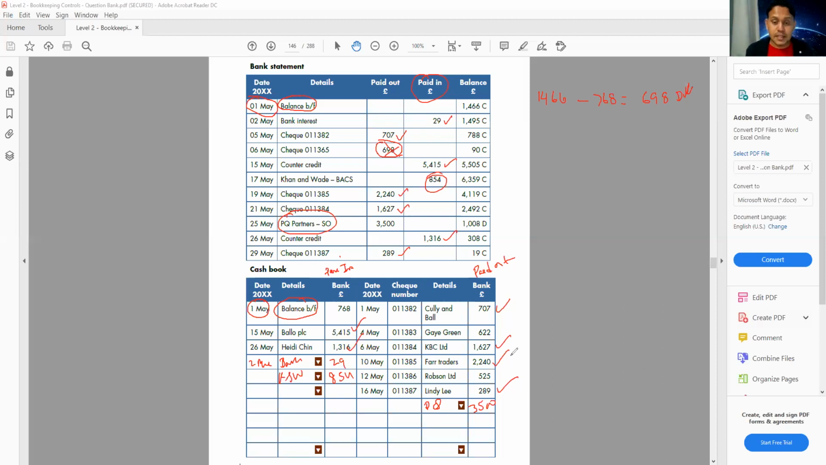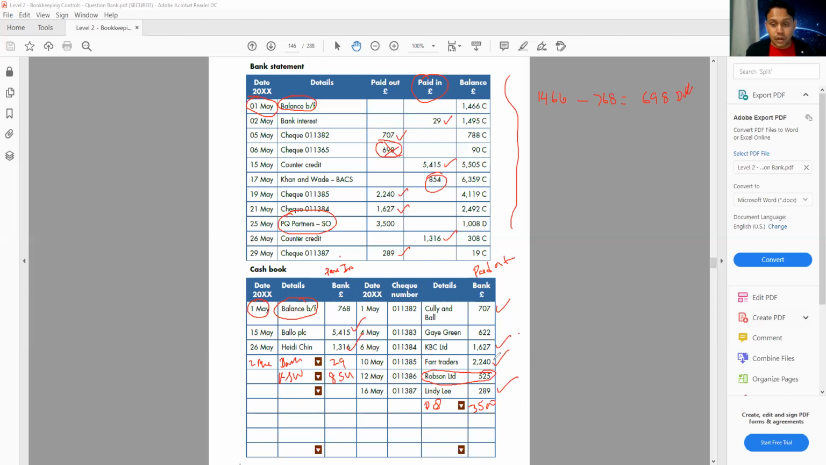No. Because if something is in your book and not on the bank statement, for example, this one, 525 is on your book, but not on the bank statement. But can you change the bank statement? The answer is no, you cannot change the bank statement. So rather, you look at the bank statement and update your book.